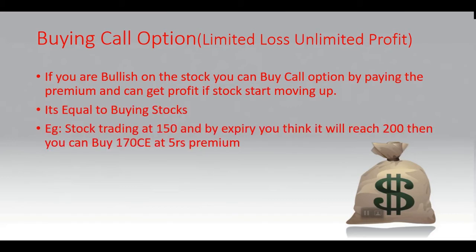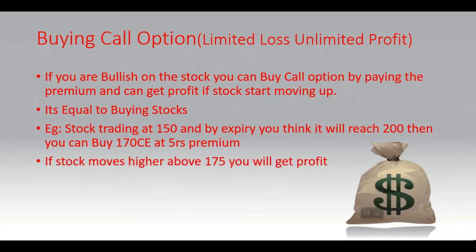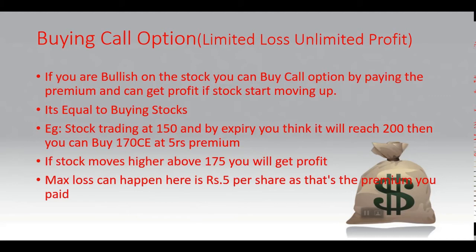And here for example, if the stock is trading at 150 and by expiry you think it will reach 200, then you can buy 170 at 5 rupees premium, and if the stock starts moving above 175, you will be in a profit. So again here it's buying an option, which comes with a limited loss, because you are going to make only the loss of the premium which you have paid. So here you'll be getting the loss of max rupees 5 if the stock tends not to move above your strike price.